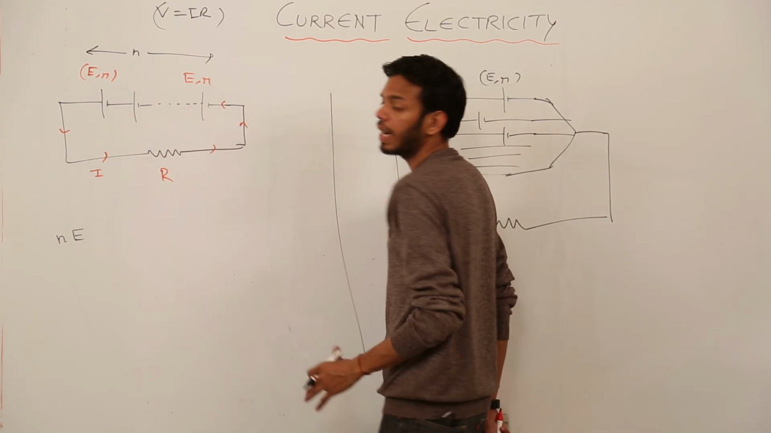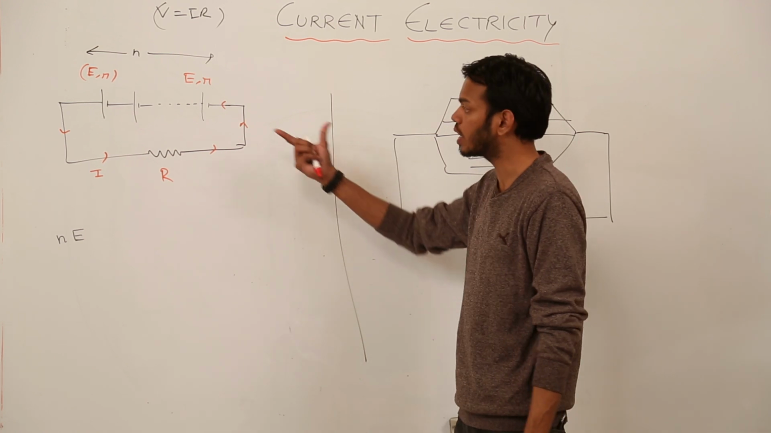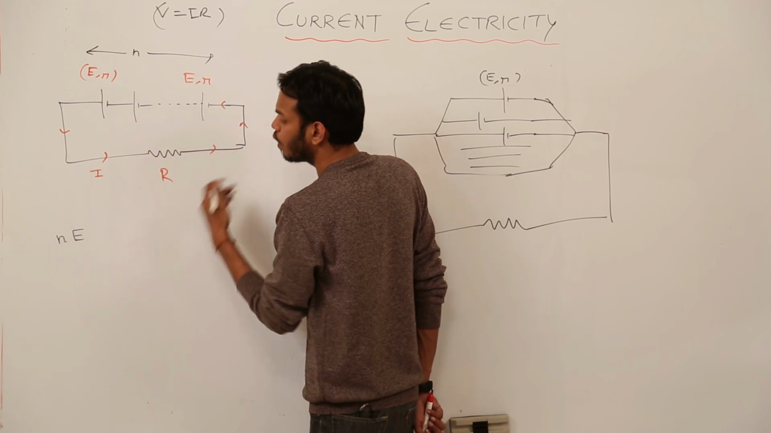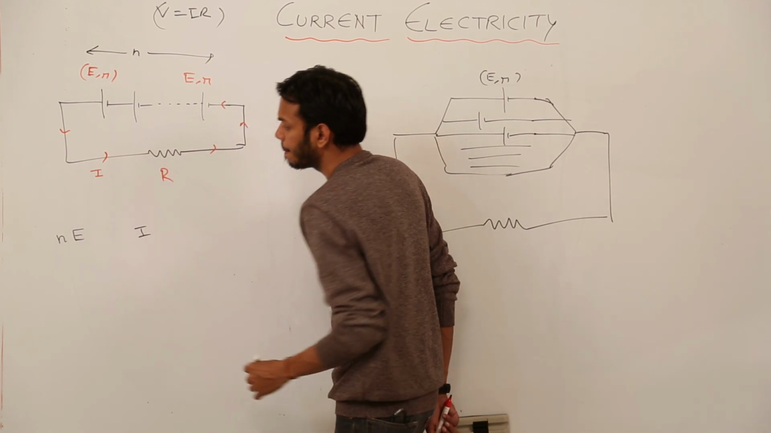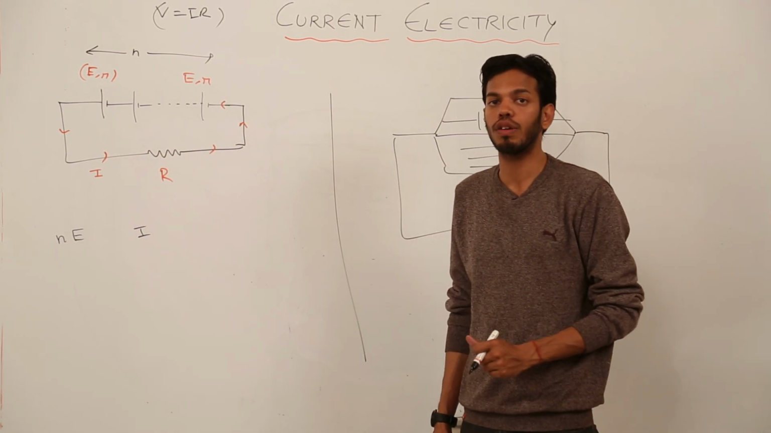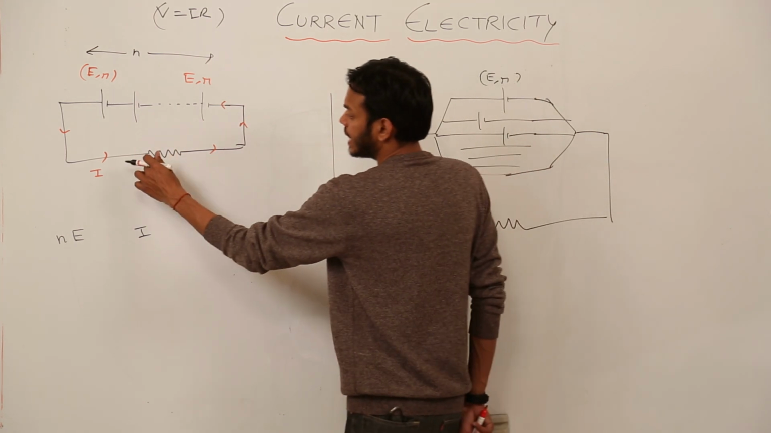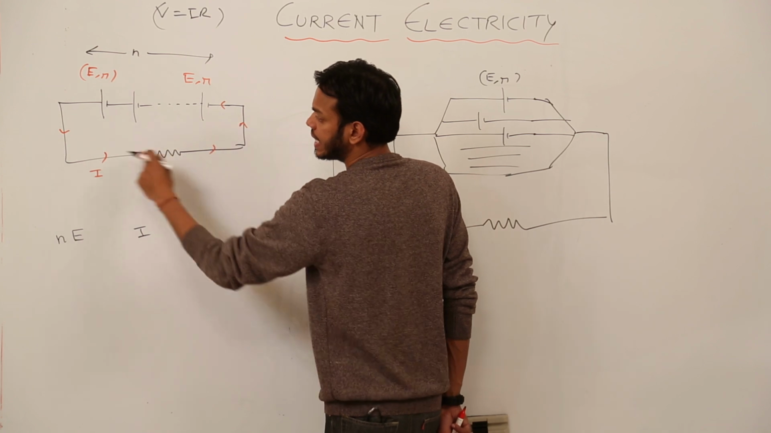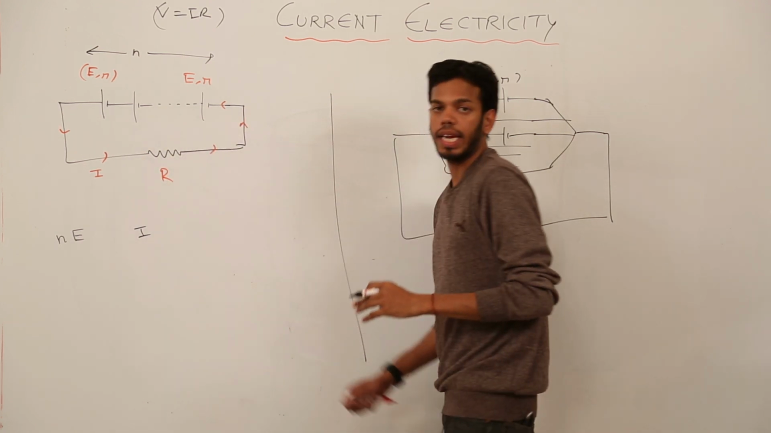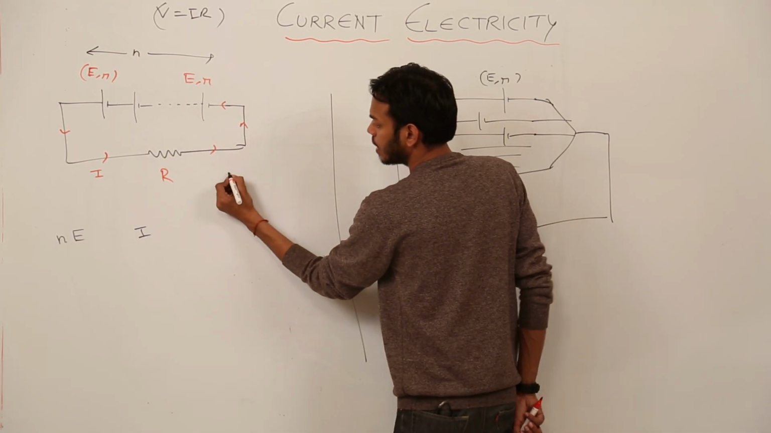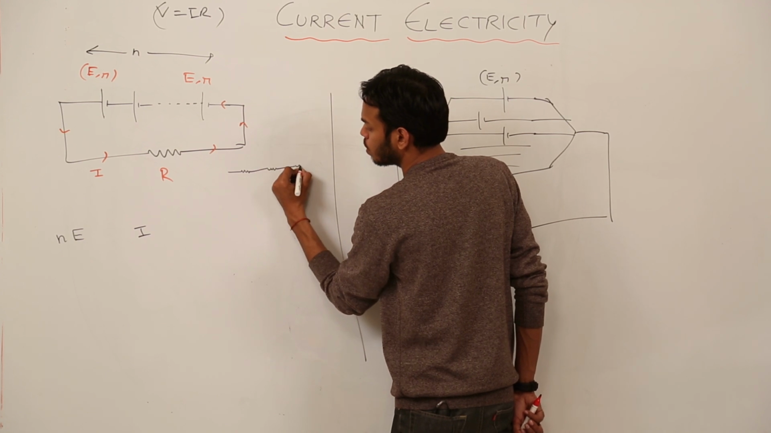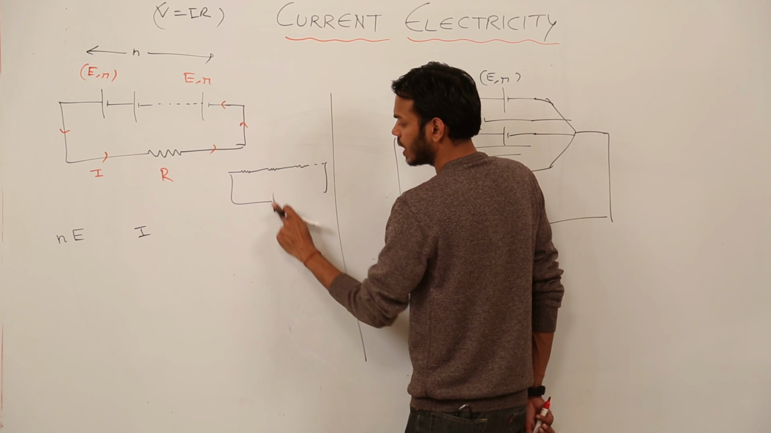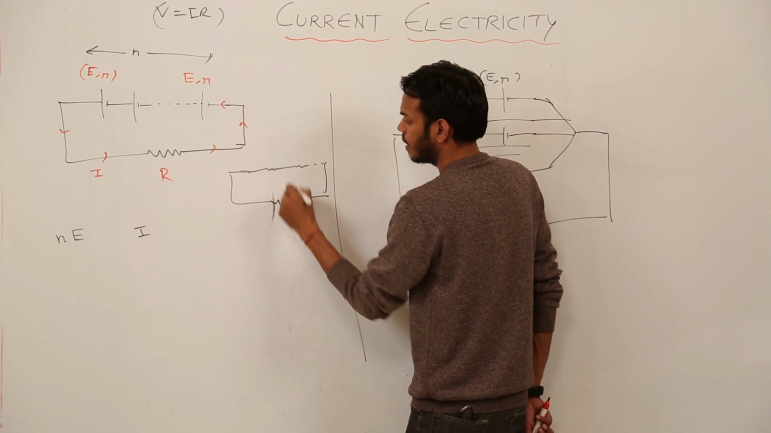Alright. Now, just relate two things and you'll get the answer. The total voltage provided by the combination of cells in the circuit is N times E. What is the total current flowing in the circuit? I. What is the total resistance of the circuit? This R and the internal resistance of each cell are connected in series. Consider this diagram like this: small r, small r, small r, dash, dash, dash, n times small r, then capital R.